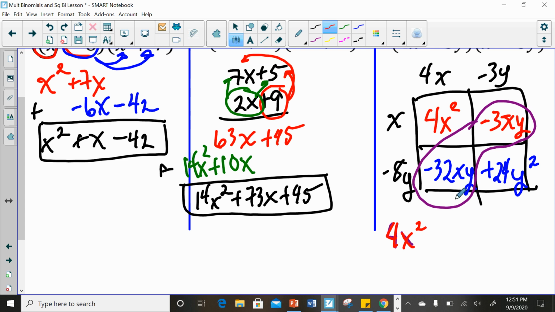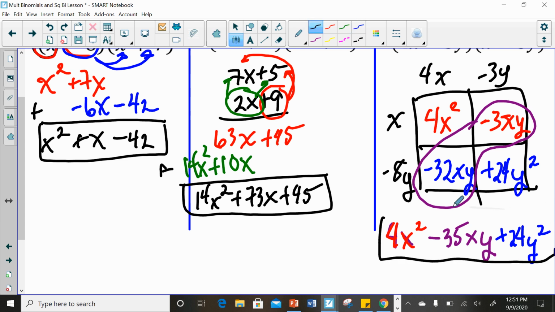And then our middle term, so we've got, these are like terms. So once you identify like terms, ignore the variables and just look at the coefficients. Negative 32 and negative 3. So that's going to give us a negative 35, and then our variable string is xy. And then finally, we're going to have that 24y squared doesn't have a like term, so we just write it, and then this is our final answer. So good job if you got all three of those correct.